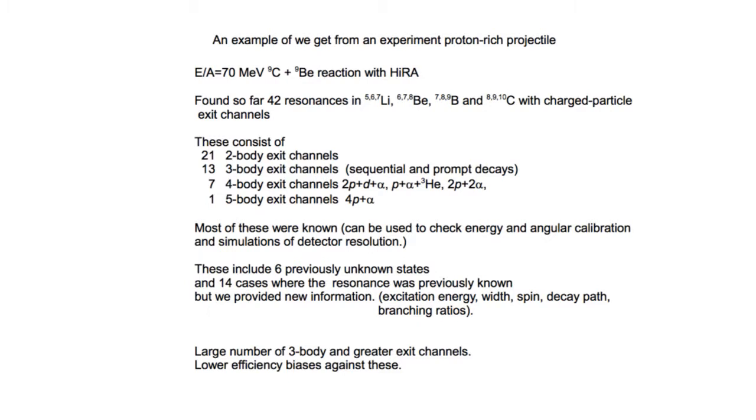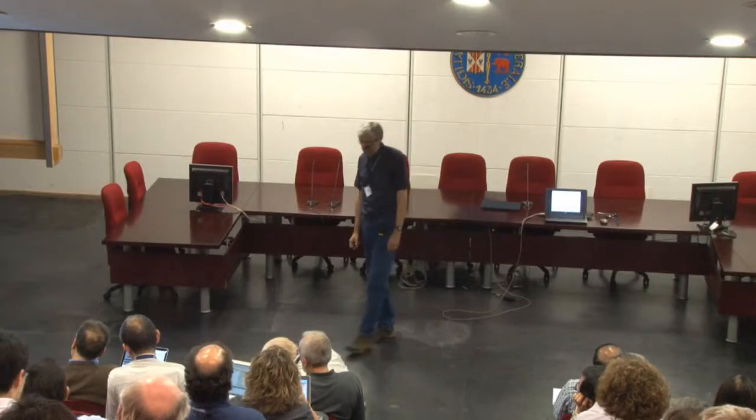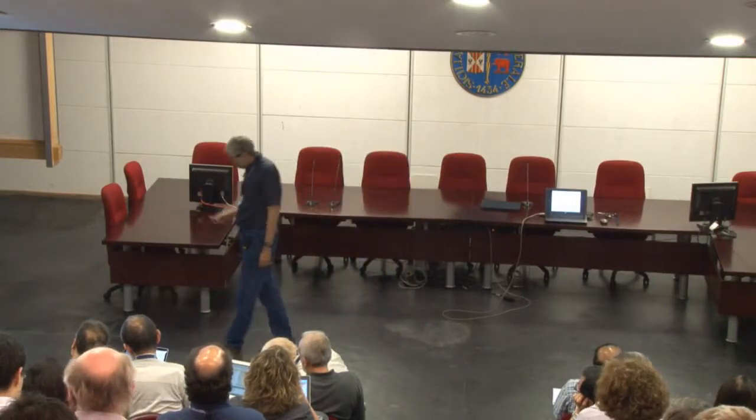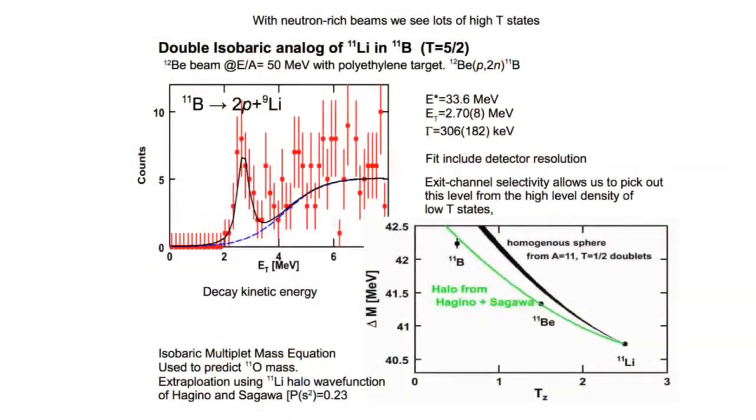Okay, here we go. I'll show one example for when we have a neutron-rich beam. Of course, we're not detecting neutrons, so we're missing a lot of resonances here. But we have selectivity of the exit channel, and particularly when you're looking at charged particle decays from neutron-rich systems, you often pick out high T states. And we see lots and lots of high T states with this. We have a beryllium-12 beam. I picked out one case here.